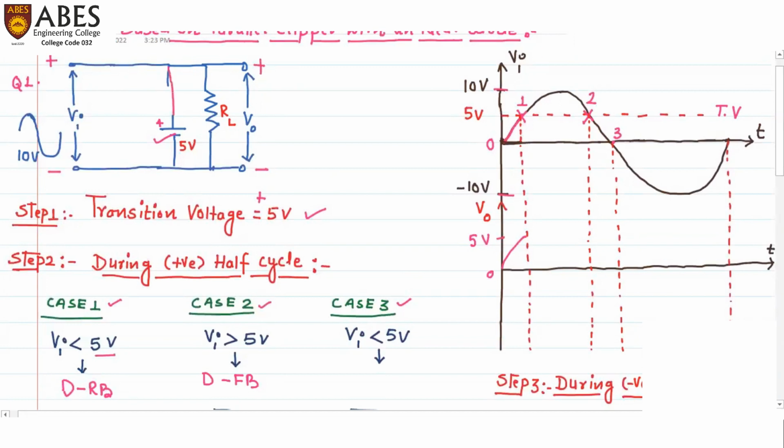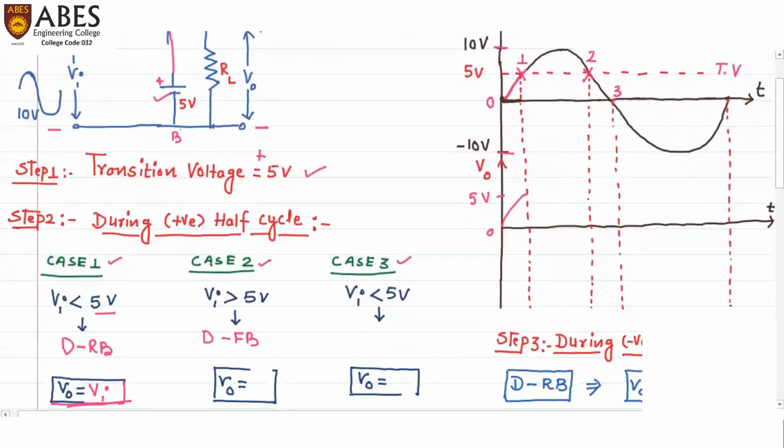So in this case, V naught will be equal to the voltage across RL, and the same voltage will be across this branch which I have marked A and B. So V naught will be equal to the voltage between point A and B, which is equal to plus 5 volts. So during case number 2, the output will be plus 5 volts. This is how we can calculate the output voltage during case number 2.